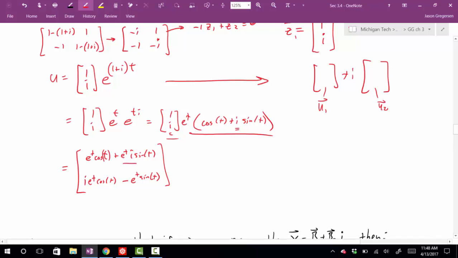All right, well, I got an I term here, and I got an I term here. I will just switch the order of the addition of the denominator, basically. I'll rewrite this as e to the t cosine of t plus I times e to the t sine of t. And down here, I'm going to write this as negative e to the t sine of t plus I times e to the t cosine of t.